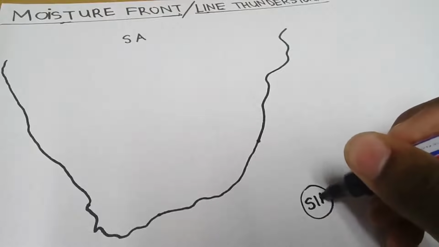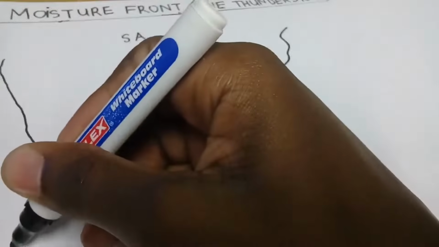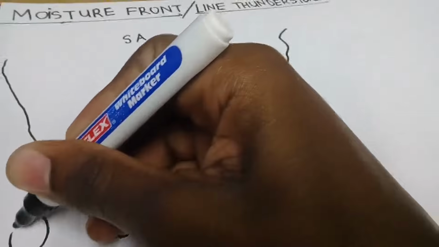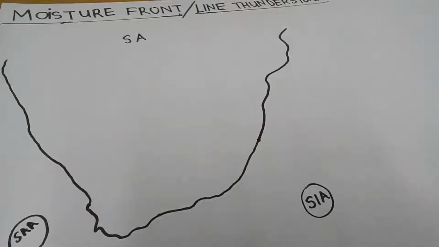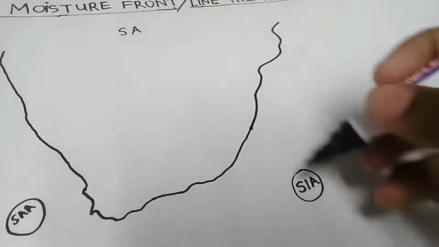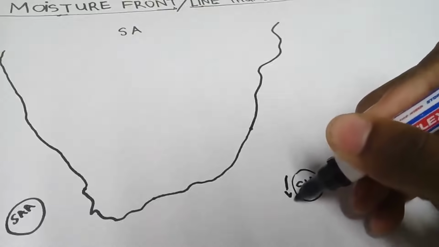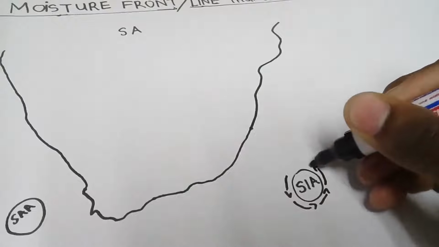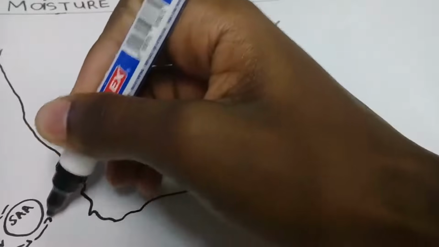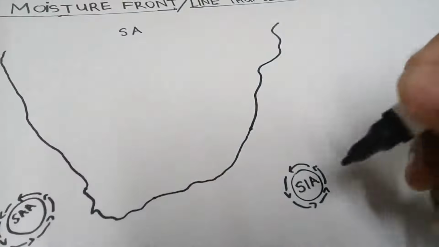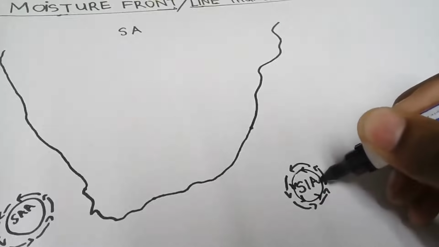a South Indian Anticyclone. And this side, we are going to have the South Atlantic Anticyclone. So these two anticyclones, they move in an anti-clockwise direction. Let me also show arrows so that you can see perfectly.